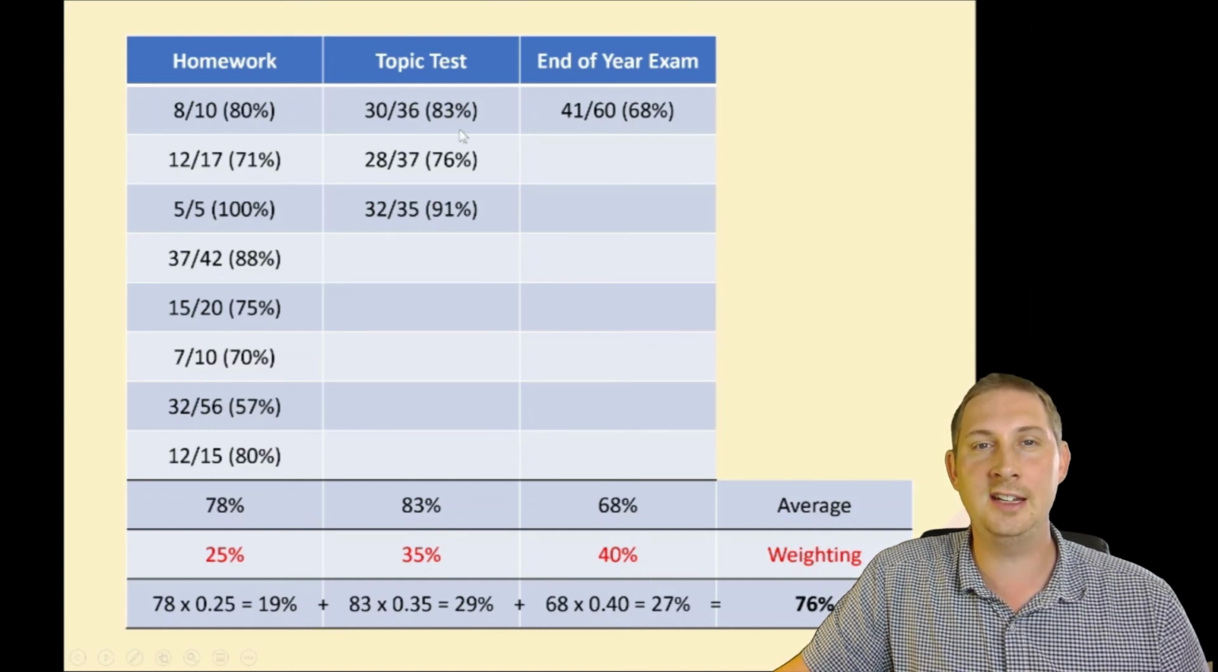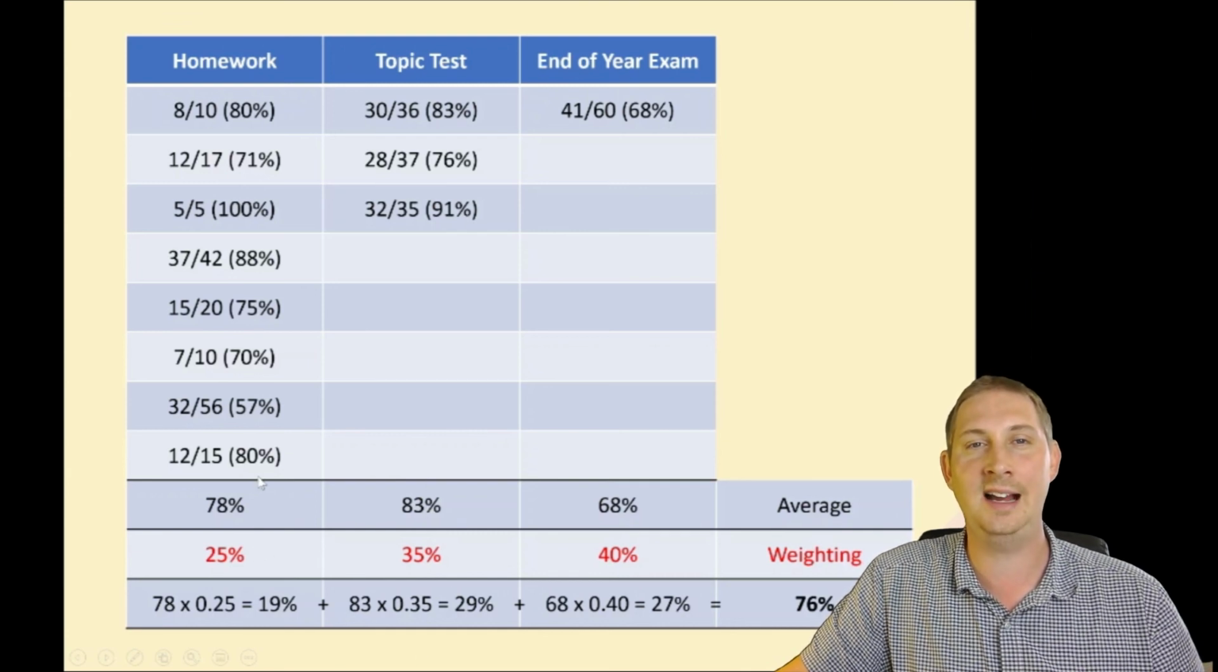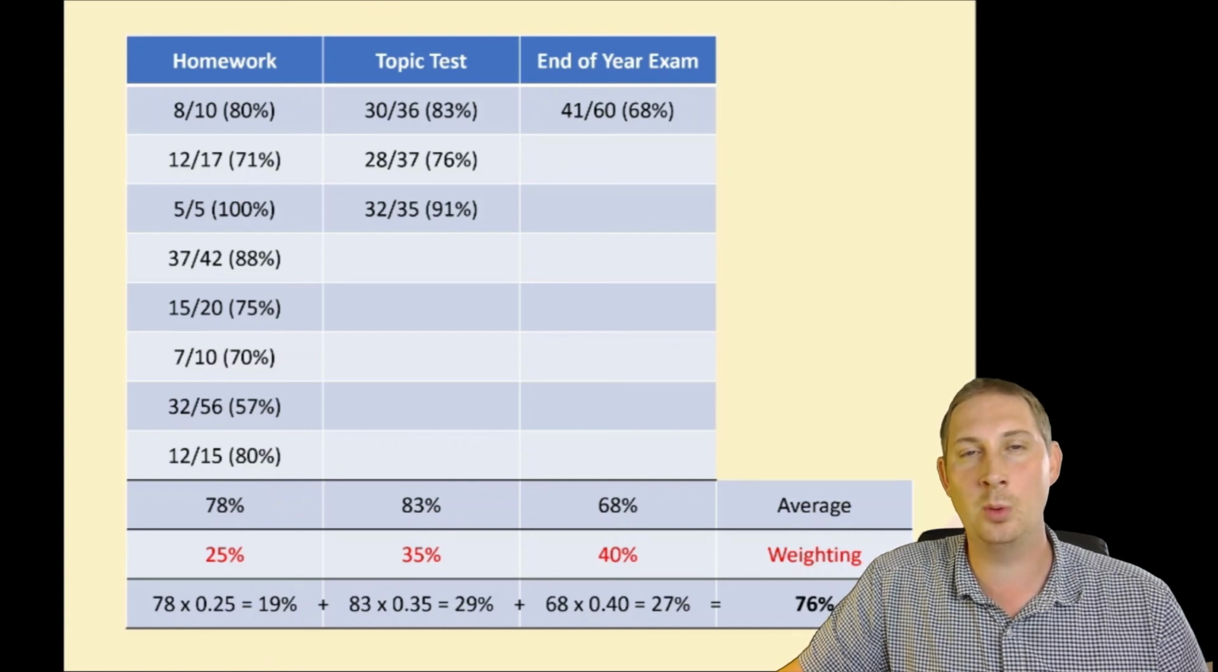So it's not that an individual topic test is worth about 1.5 times a particular homework. It is that the topic test category is worth 1.5 times the homework category. And that may affect the weightings that you give to the various different categories if you wish to use this.